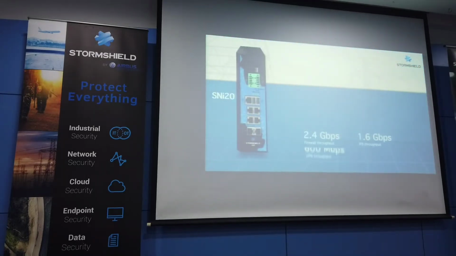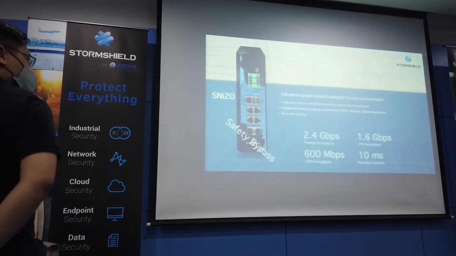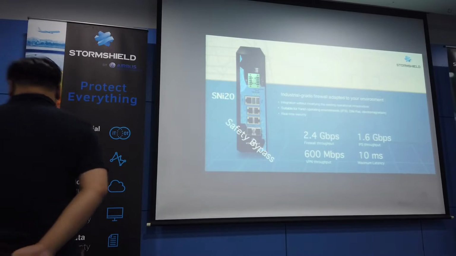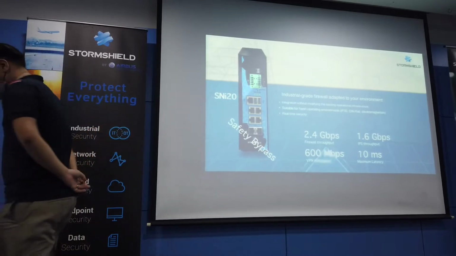SNI-20 is the recent runtime model for a Storm Shield Next Generation Firewall panel. Same as SNI-40, it offers integration without modifying the existing operational infrastructure. SNI-20 is suitable for harsh operating environments and electromagnetic interference. High performance and low latency, safety bypass, and logs can be stored on the SD card. Supports 1 gigabit per second copper and fiber ports.